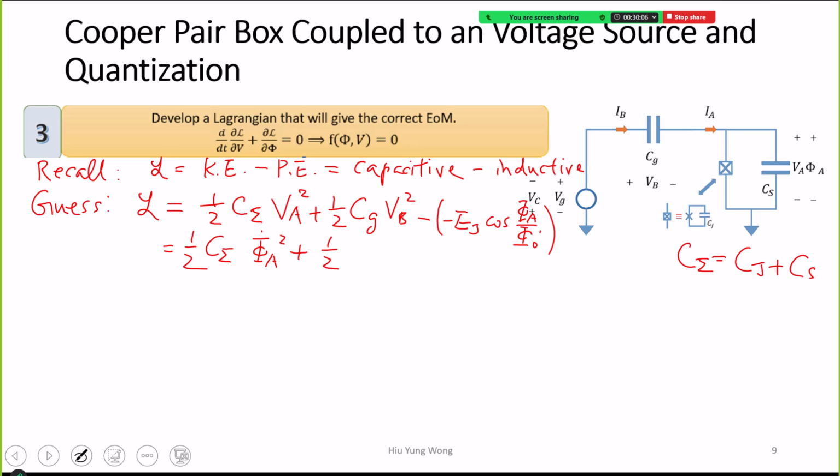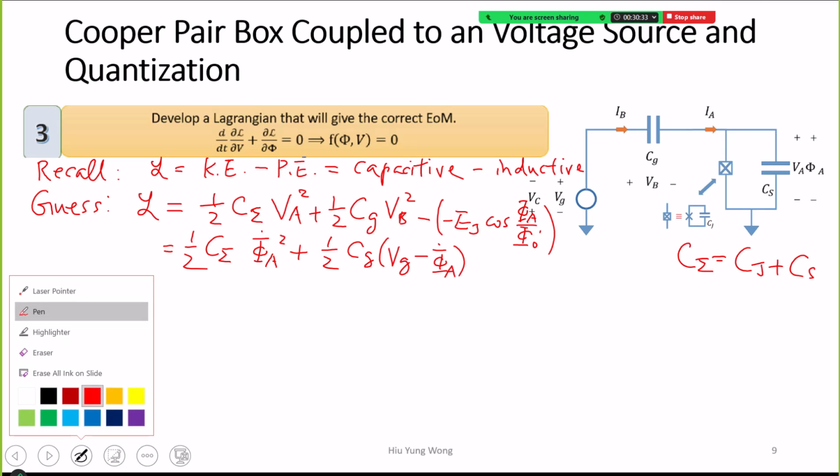And then this will be half CG. What is VB? We don't want to introduce too many constants, so here I'm going to just use VG, because VG is going to be given in a real problem. VG is the gate voltage we apply to this circuit. It's just equal to VG minus VA, and VA is just phi dot.